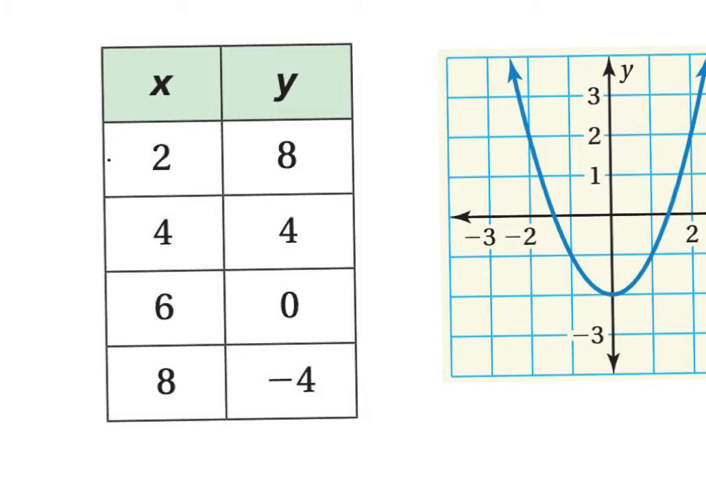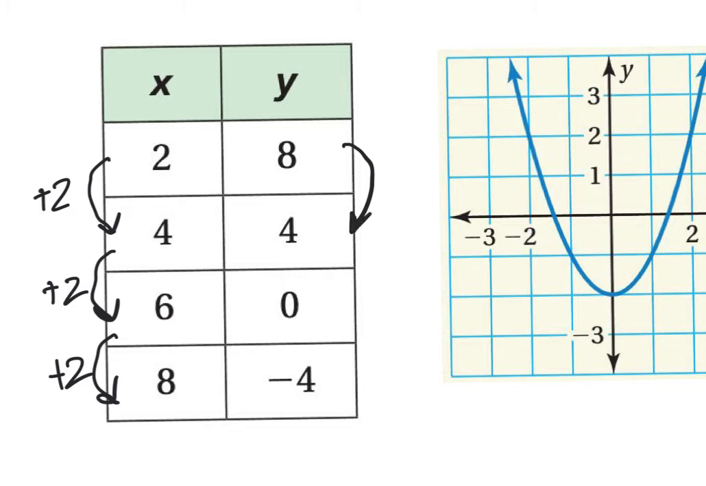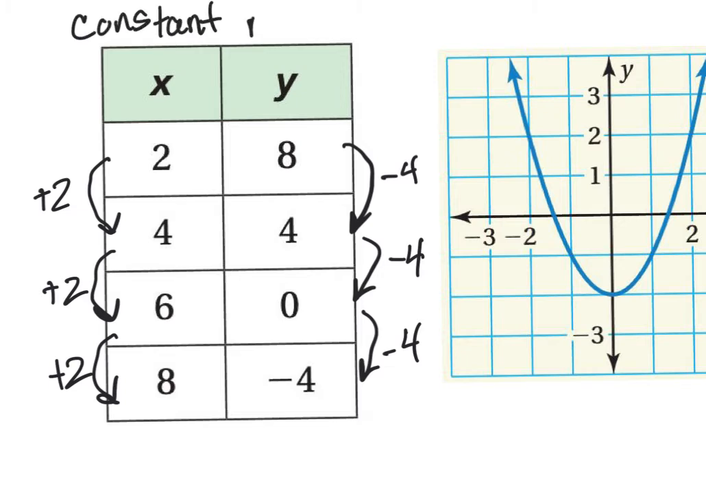Let's take a look at our x changes first. This is a vertical table this time. So we've got plus 2, plus 2, plus 2. That looks good. Let's take a look at y. 8 minus 4 is 4, so we're subtracting 4, subtracting 4 again, and subtracting 4 again. So this table has a constant rate of change, or constant slope. Therefore, this table is linear.